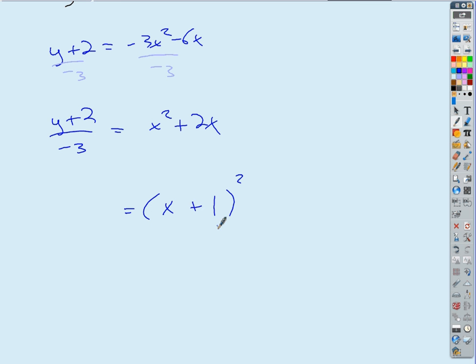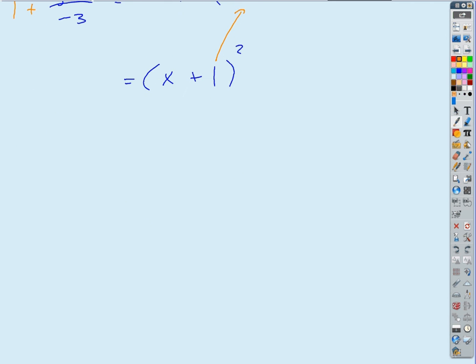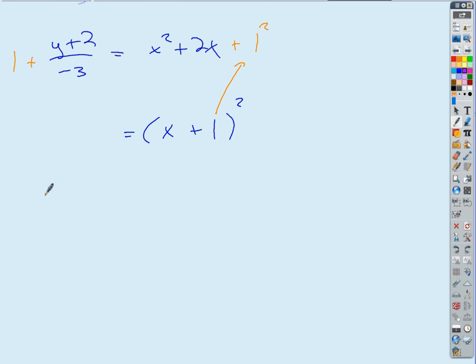I know I'm going to get x plus 1 squared, but to get there, I've got to add 1 squared to both sides, right? Okay? And so now I've got the equation. Now I just, I completed the square. On the left side, I've got 1 plus the quantity y plus 2 over negative 3 equals the quantity x plus 1 squared. So what are the steps to get y by itself?